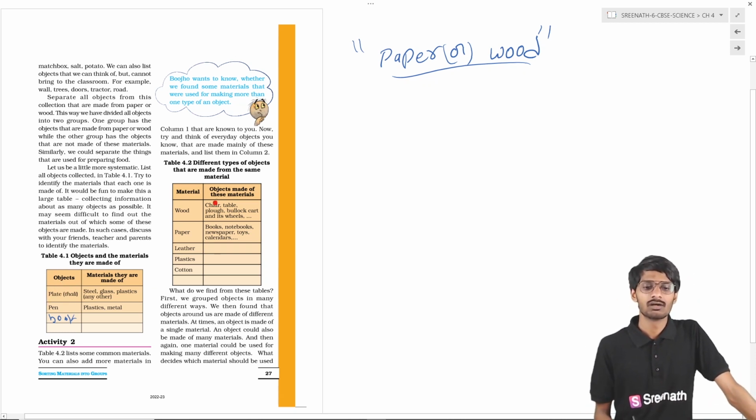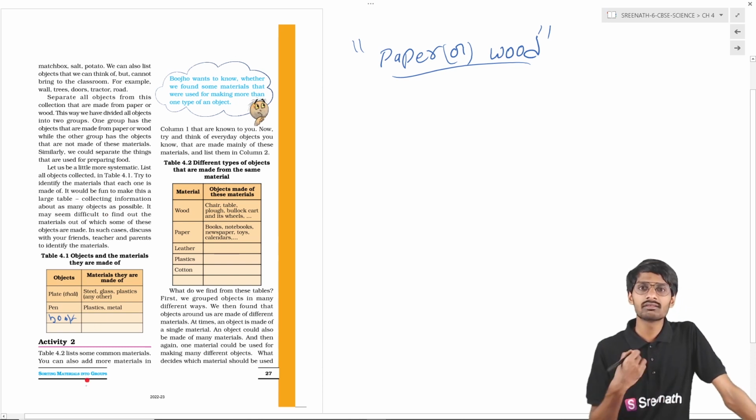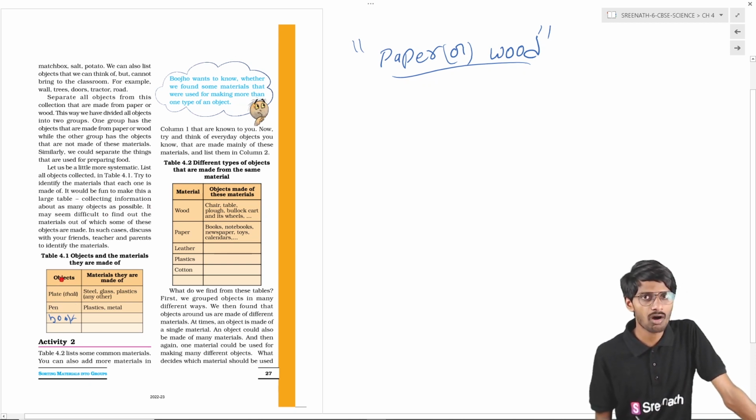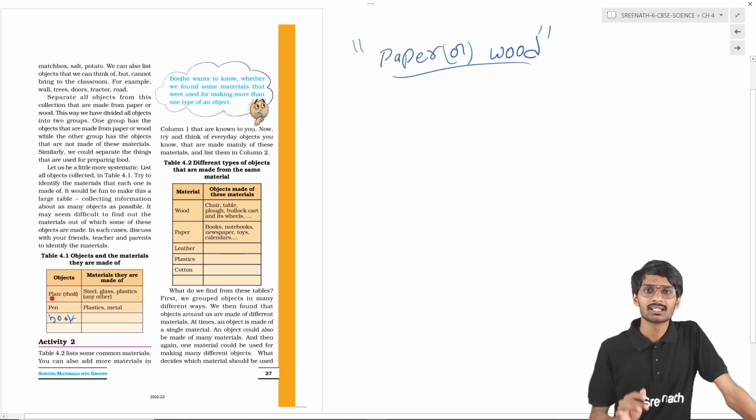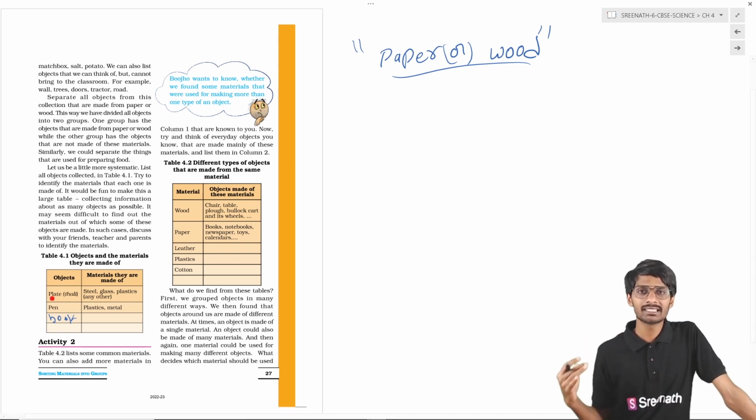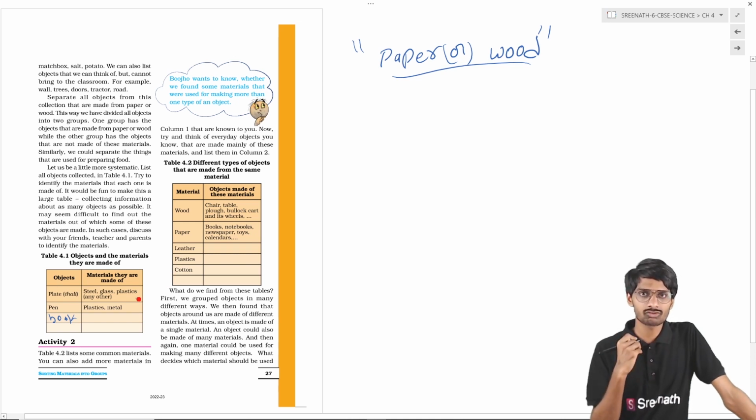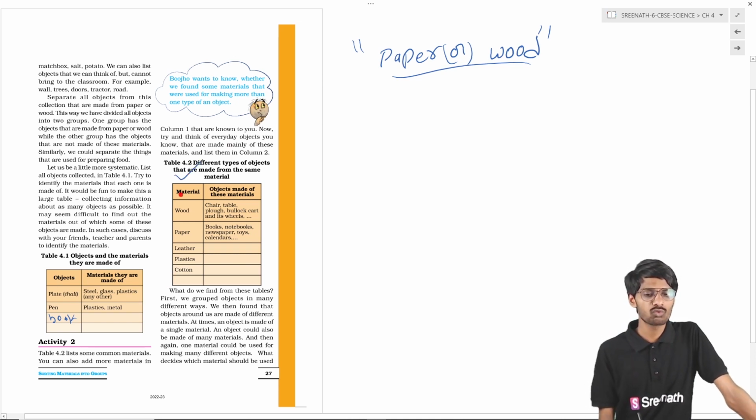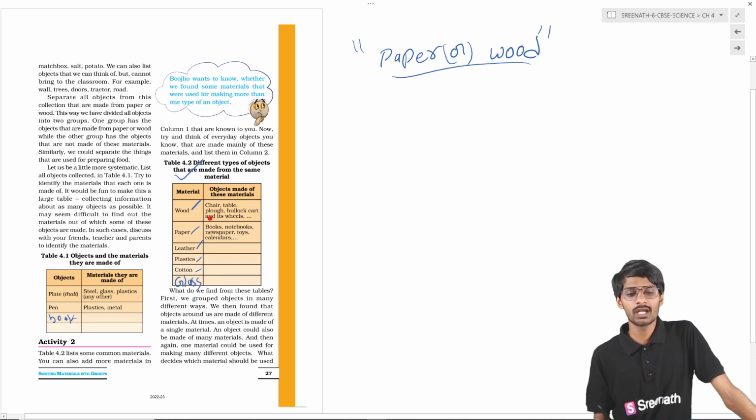After that, we will find there are some materials which are common. Objects may be different, there will be a large variety of objects, but there are some common materials which are used in making objects. So now what will we do? We will form another table. Now we will write the materials. Wood is a material, paper is a material, leather is a material, plastic is a material, cotton is a material, glass is a material. We will write the different types of materials in one box, and in the other box, the objects which are made using wood.